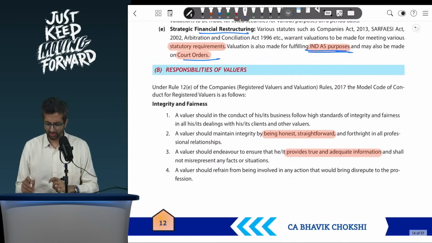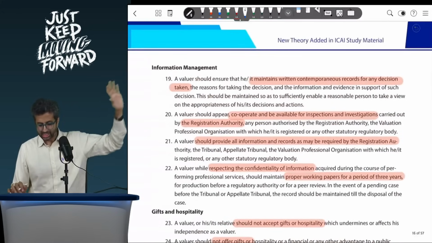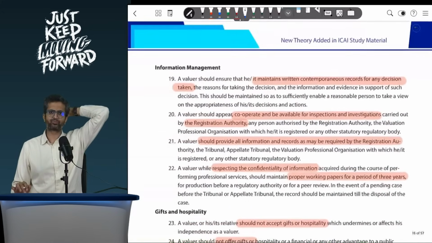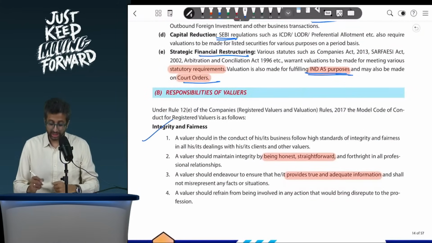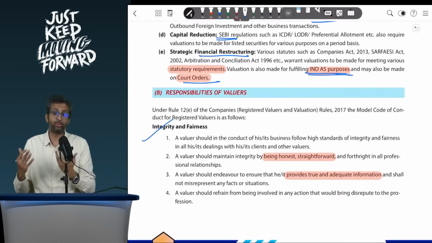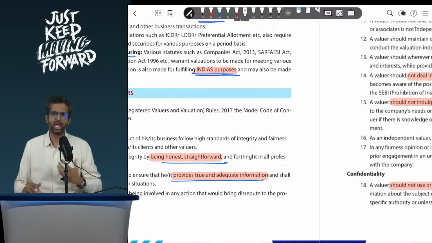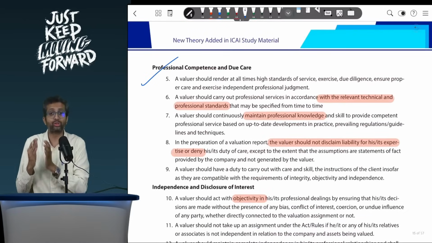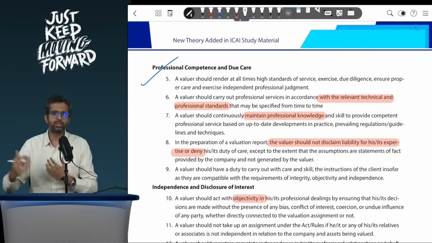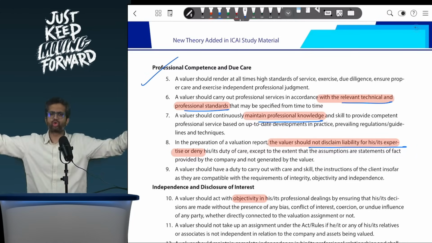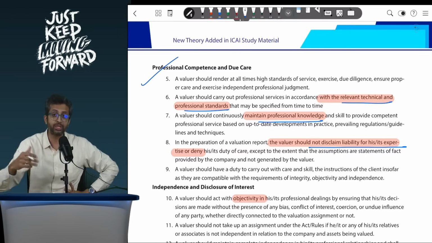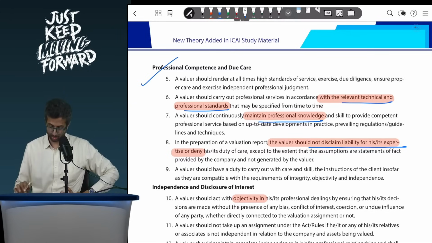So over here, the responsibility of a registered valuer, you will see a lot of theory. It is similar to the professional ethics that you have. So general gyan, you would say, is integrity and fairness. You should be honest, you should be straightforward, you should not try to manipulate or do window dressing. Provide true and adequate information. Professional competence: you should ensure that you have the skill and competence, you are updated with things, and you have the expertise. Maintain professional knowledge, and do not disclaim liability. You should not say that I am not responsible for this valuation. You should be able to claim responsibility for the report that you have given.